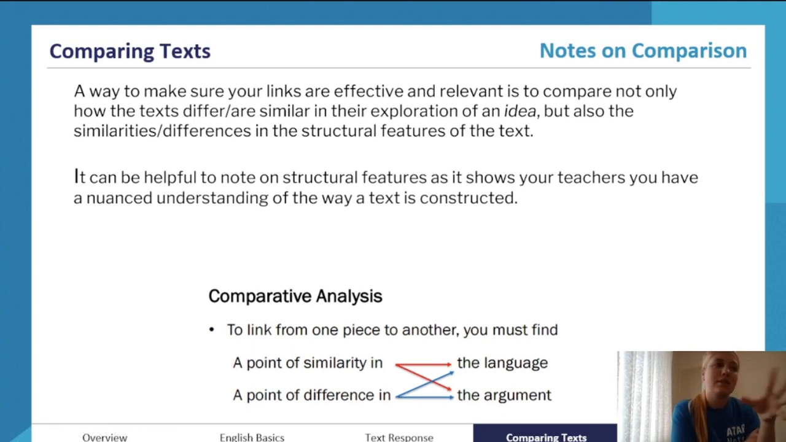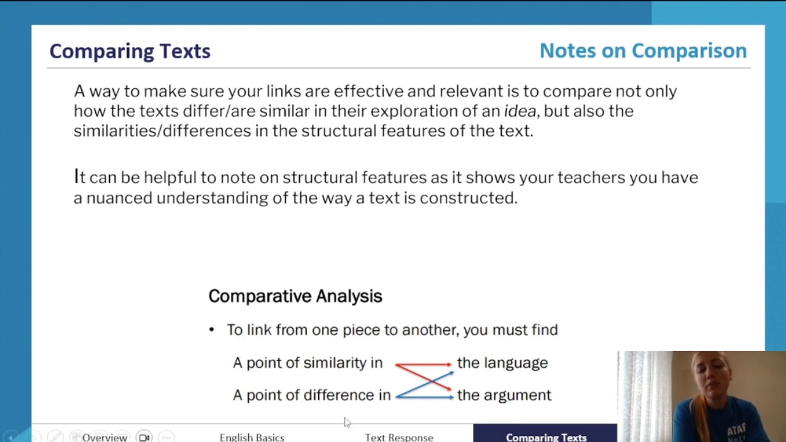These comparative links offer an opportunity for you to have links that incorporate a similarity and a difference as a two-in-one sentence to make you hit those comparative points. So say if we're looking for a point of similarity in the language, we will combine this with a point of difference in the argument. So we might say there's been a similar language or a similar structural feature used in both texts. However, the idea that they present is slightly different.